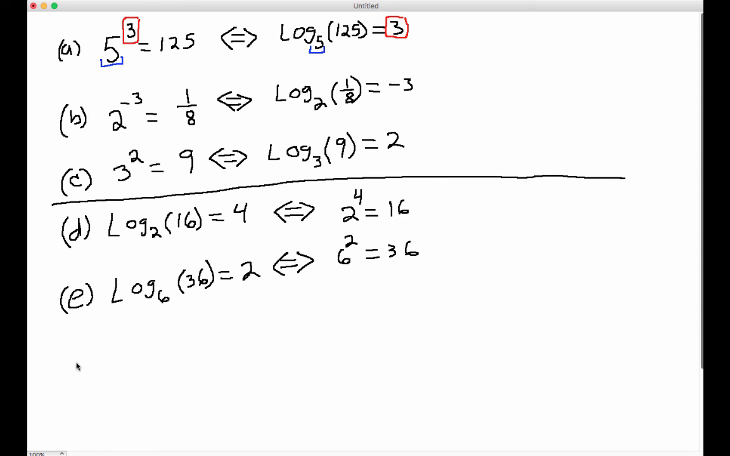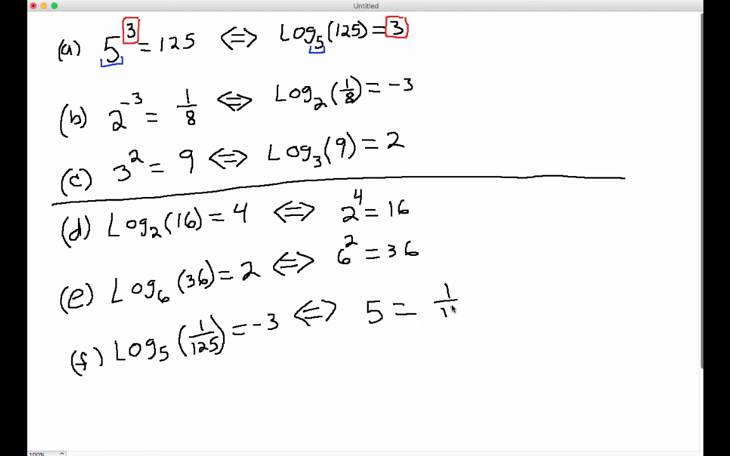Let's do one more, and then we'll call this good. Well, if I said the logarithm base 5 of 1 over 125 is equal to negative 3, let's see, what does that say? What would that say as an exponential? It says that the exponent on a base 5 that gets me 1 over 125 is negative 3.